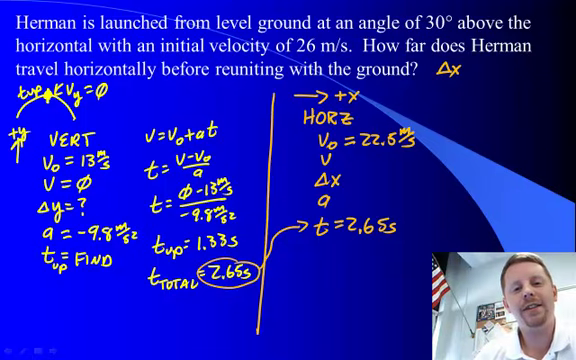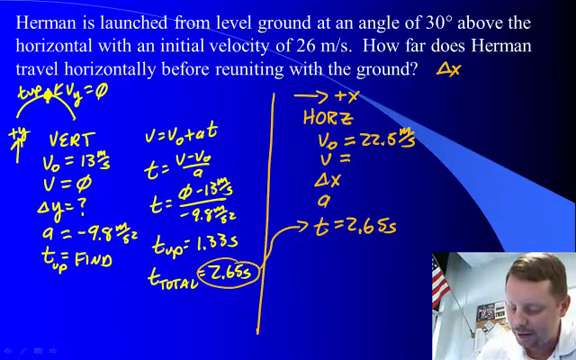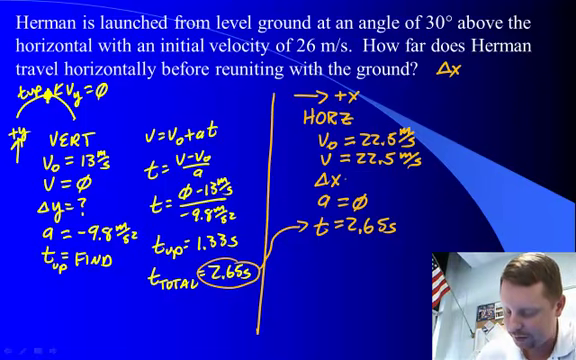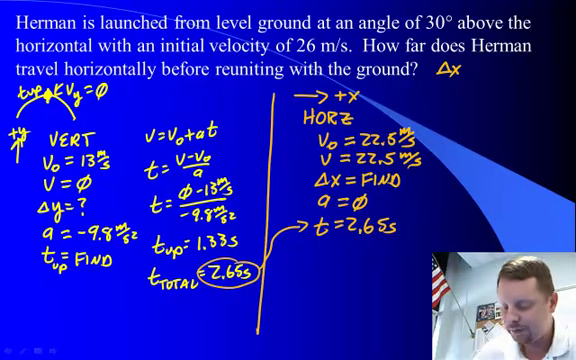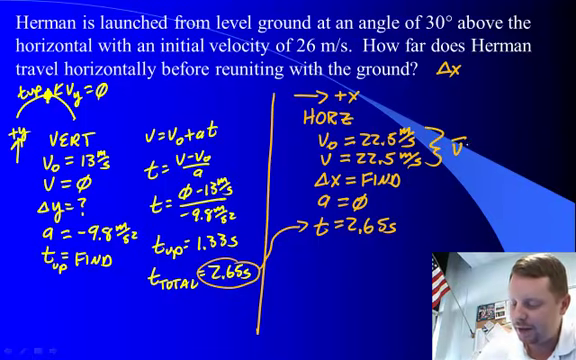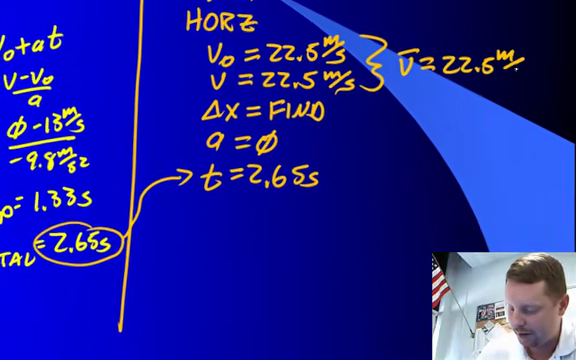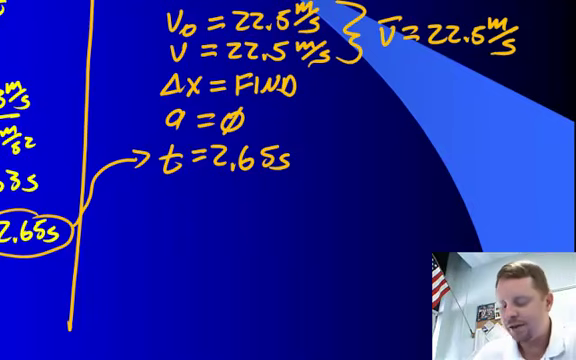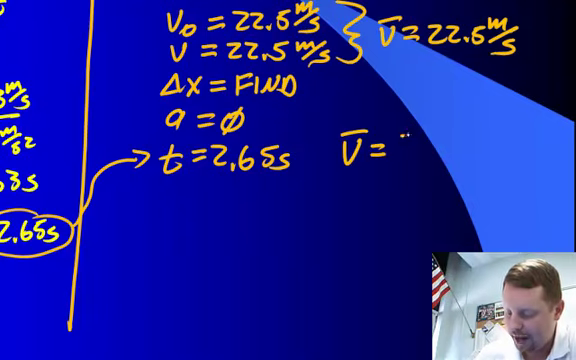Horizontally, Hermann doesn't accelerate. He maintains the same velocity while he's in the air. So our final velocity horizontally is 22.5 meters per second, and our acceleration is 0. We're looking for delta x. And because V naught and V are the same, that's really one piece of information. We could even say that the average velocity in the x direction is 22.5 meters per second.